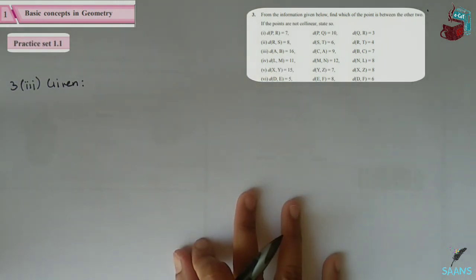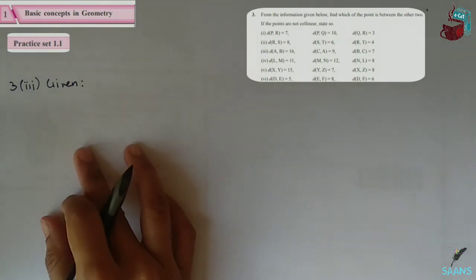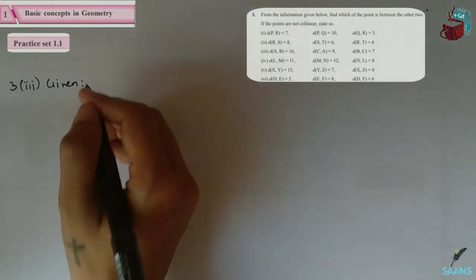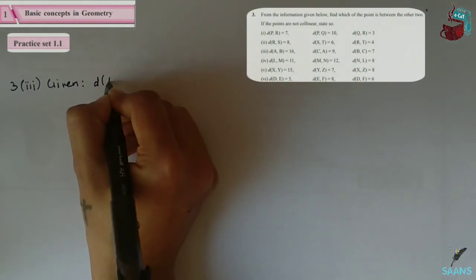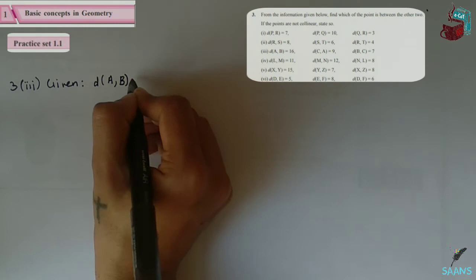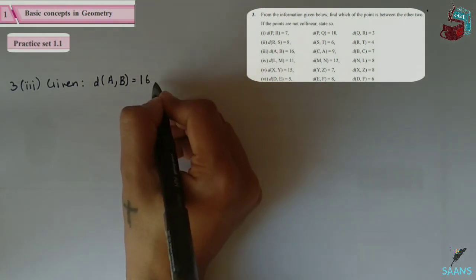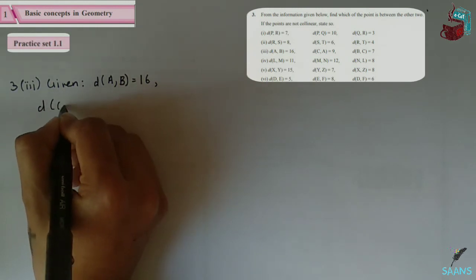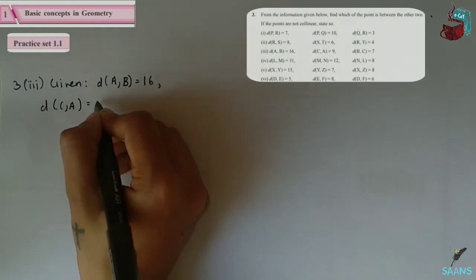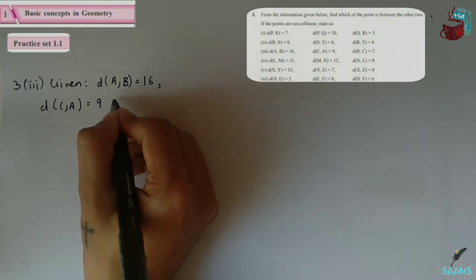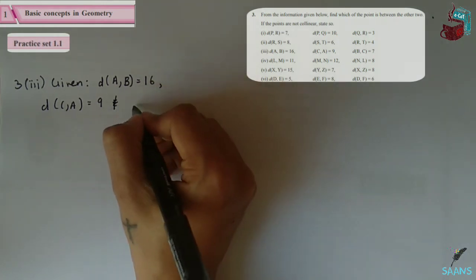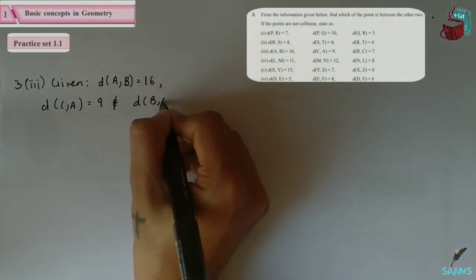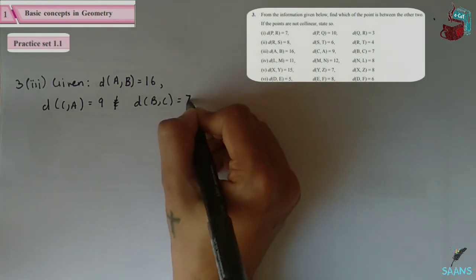Given: distance AB is equal to 16, distance CA is equal to 9, and distance BC is equal to 7.